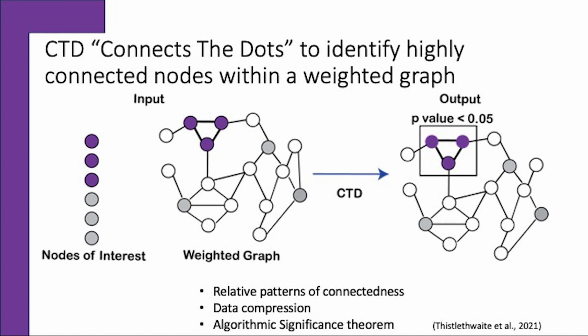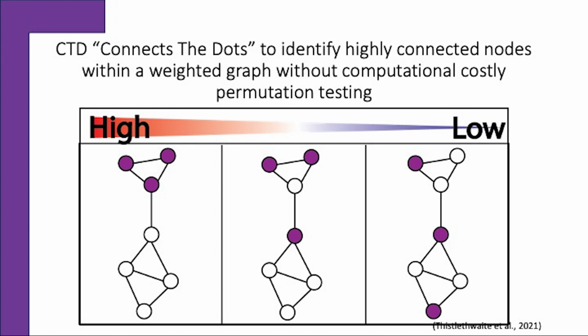Say you're interested in the nodes of interest on the left, which are in gray and purple. You can query their connectedness using CTD in the weighted graph in the middle. So CTD will identify that the nodes in purple are highly connected, and it'll also assign an upper limit p-value to the set of nodes. CTD does this using relative patterns of connectedness, data compression, and the algorithmic significance theorem.